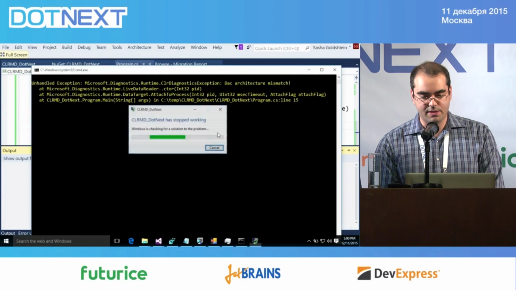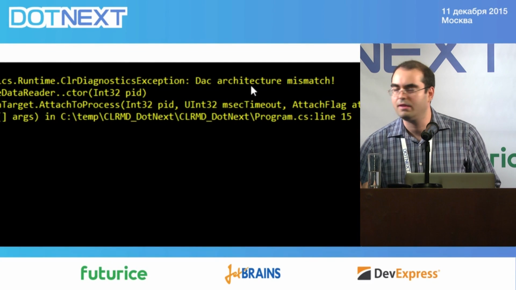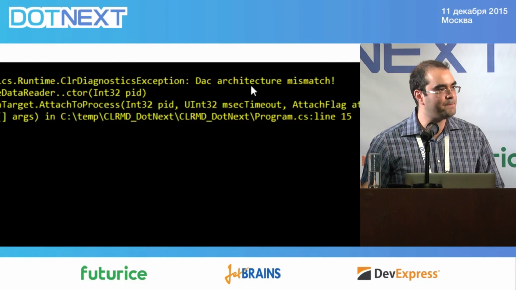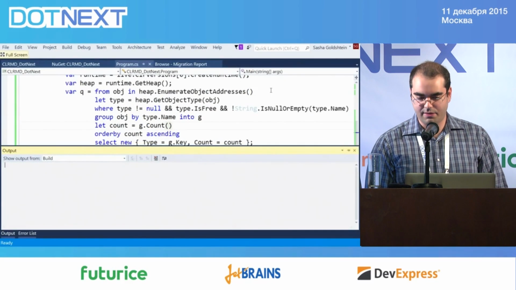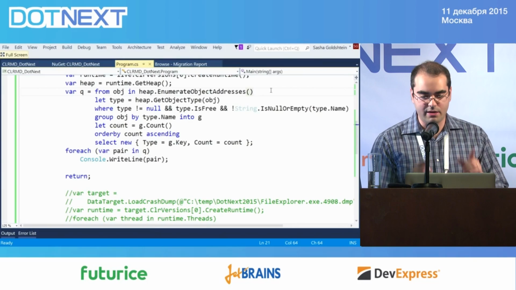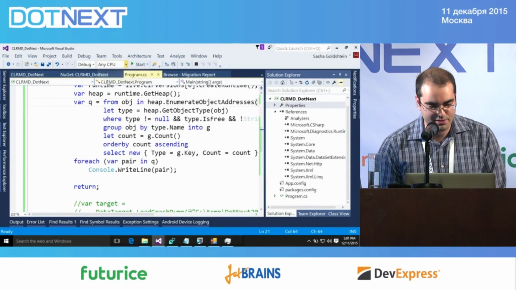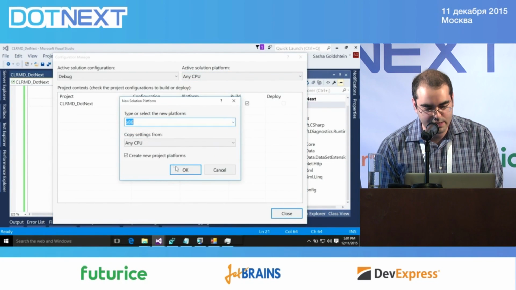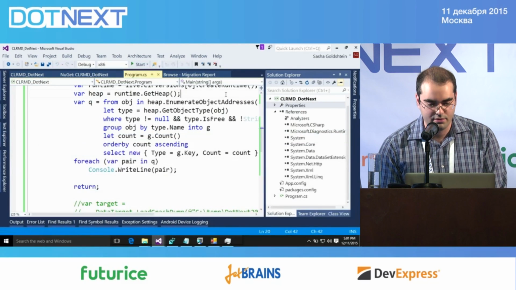So this produces another exception, but one that we already are familiar with, architecture mismatch. What's the reason? Visual Studio is a 32-bit process, and my analysis tool is now 64-bit. Okay, so I'm just gonna create a new configuration real quick. x86, create, okay, close, compile, run.